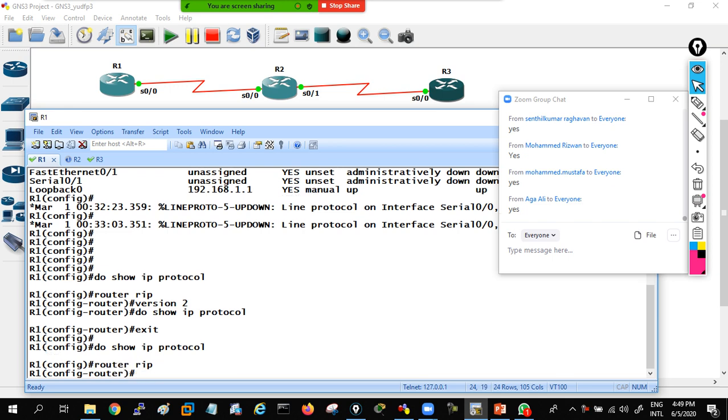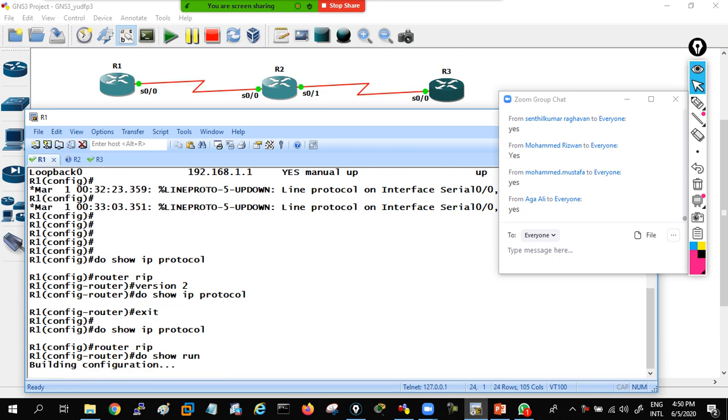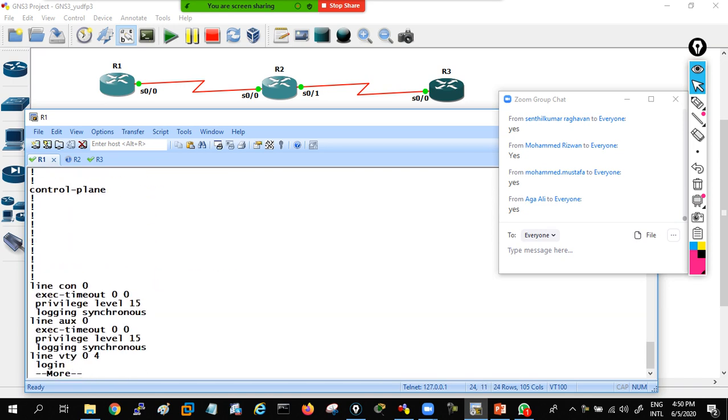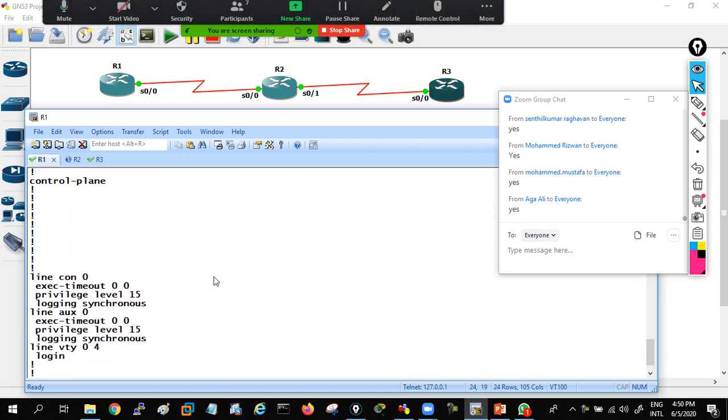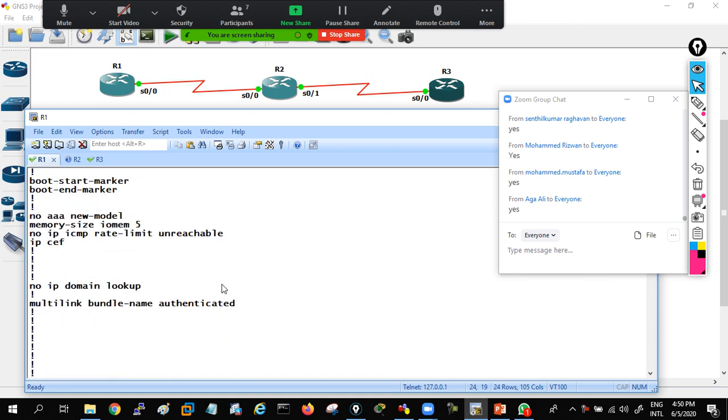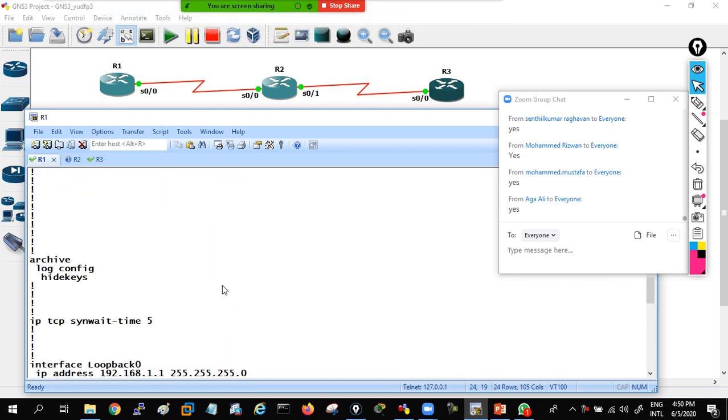Now let's go to router rip. I already typed the version 2 command. If you want to check what commands you typed, do show run, press enter. Go there, go there. Where is my RIP, man? Oh, what happened to this?